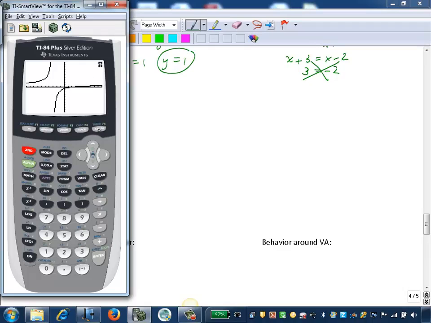And let's actually look at the table. So if we look at the table, we have an error at -5 and an error at -3. Well, that -5 makes sense because remember, that's the location of the hole. That was the common factor in the numerator and denominator, the x plus 5. So there's actually a hole there, so that makes sense why there's an error. And we also have an error at -3, which also makes sense since we have a vertical asymptote at x equals -3.